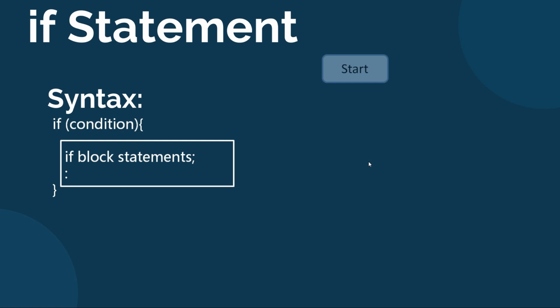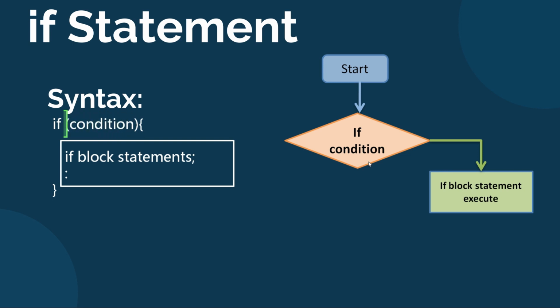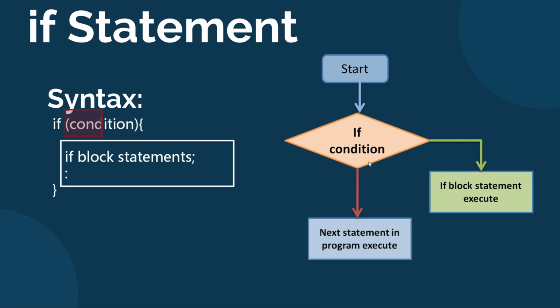So first, at the start, it will go and check the if condition, and if the condition is true then it will go and execute the if block statements, and if the condition is false then it will go and execute the rest of the statements present in the program, and it will skip the if block statements.